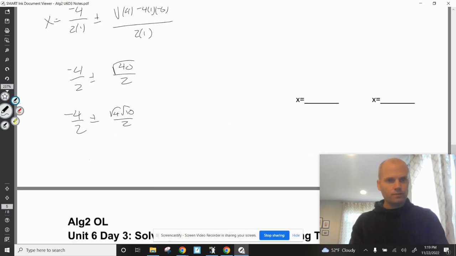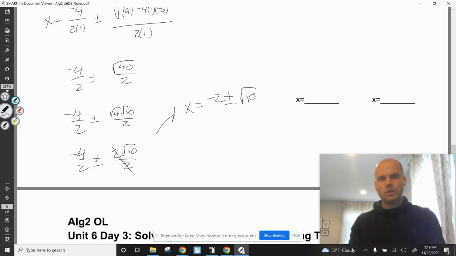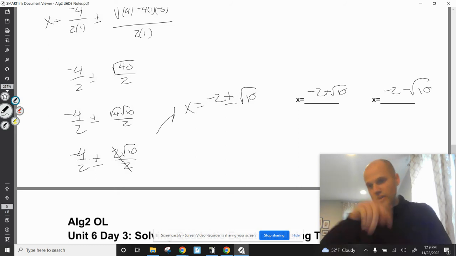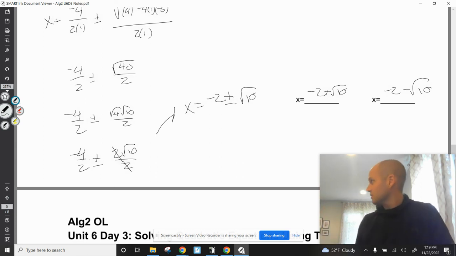Root 4 is 2. I could simplify the left side first if I wanted to. 2 divided by 2 is just 1. Negative 4 over 2 is negative 2. I get x equals negative 2 plus or minus root 10. So that's negative 2 plus root 10, and negative 2 minus root 10. If you graphed it, you'd see those are the exact decimal locations. And that's what we got to go with.